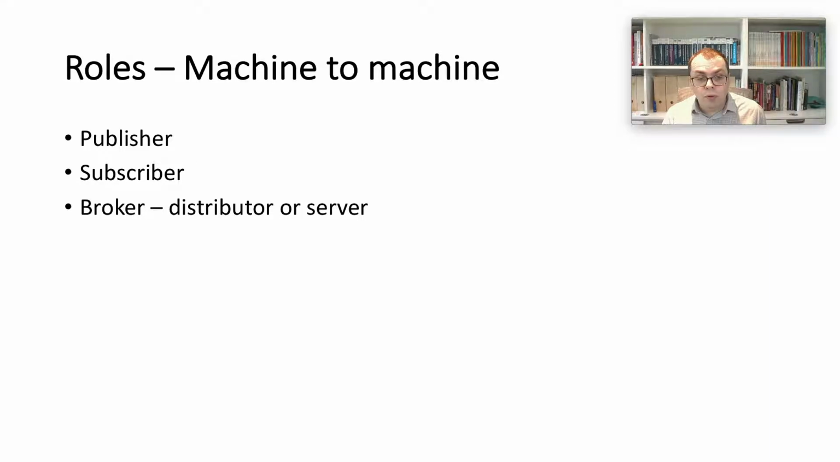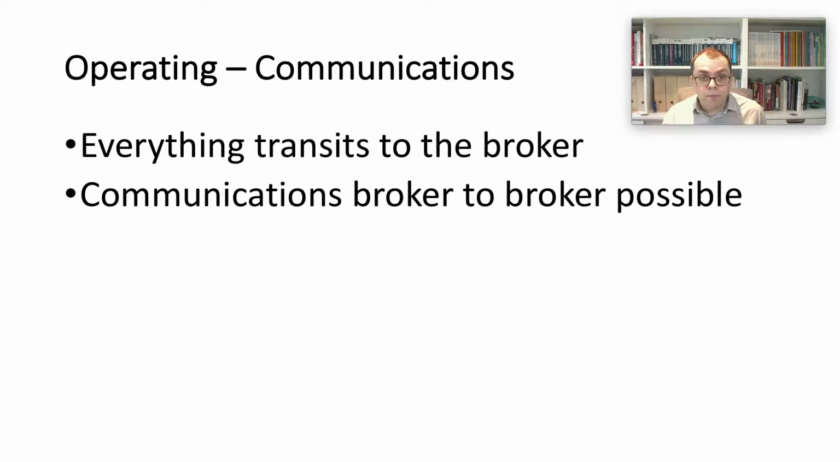So the broker is going to collect the data from the publishers and distribute the data to the subscribers. This is its role. Like I said, everything transits through the broker, and keep in mind we can have broker to broker communication. Let's imagine an enterprise with 5 plants. We could deploy a broker in each plant and one broker in the data center. We can establish broker to broker communication between each plant and the data center.